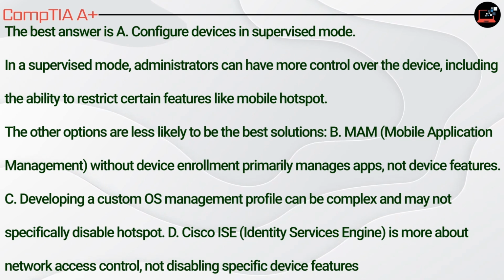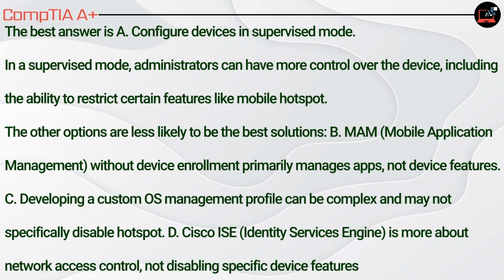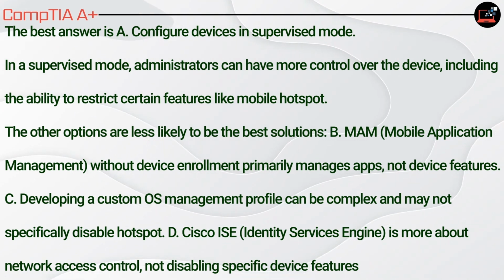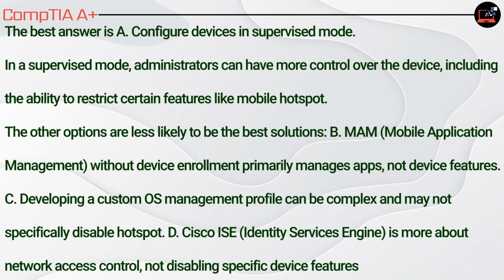B. MAM, Mobile Application Management, without device enrollment, primarily manages apps, not device features. C. Developing a custom OS management profile can be complex and may not specifically disable hotspot. D. Cisco ISE, Identity Services Engine, is more about network access control, not disabling specific device features.